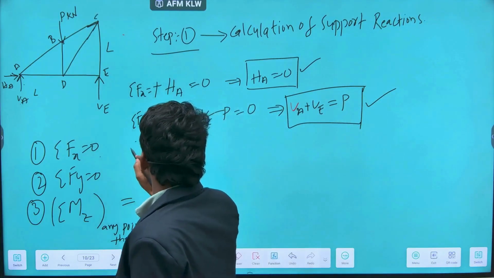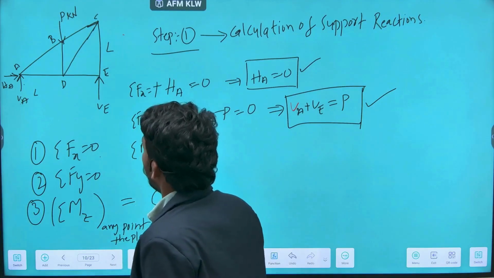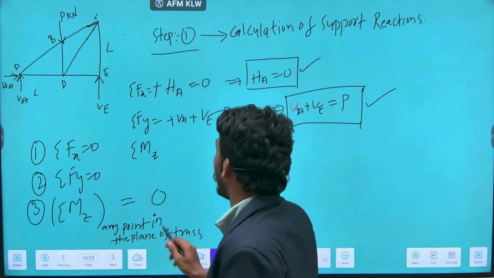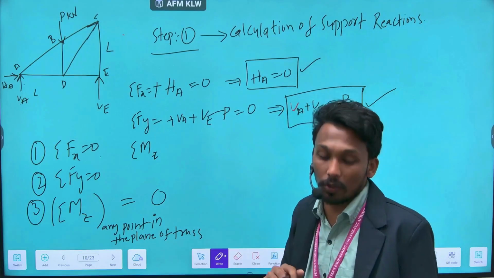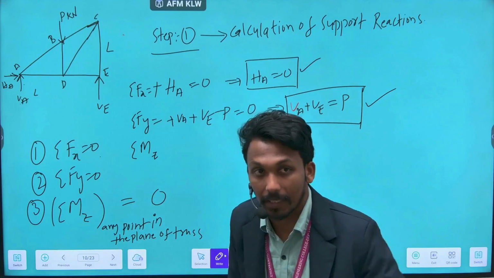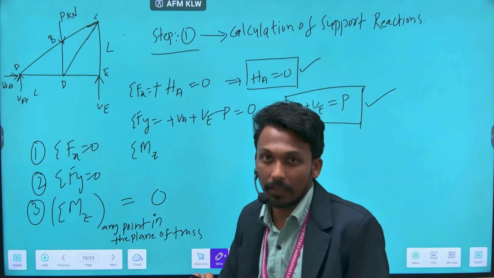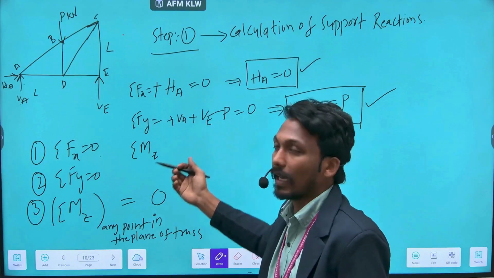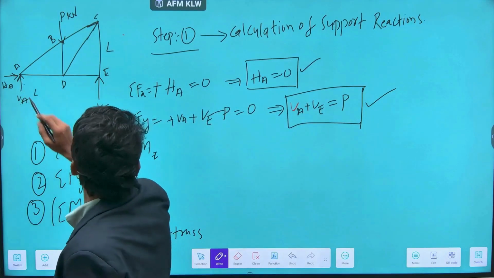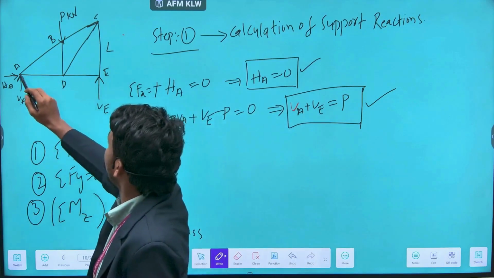Again we have one more equation, sigma Mz equals 0. Now I have to take, sir, you have mentioned at any point in the plane of the truss. So at which point do we have to select? We have to select the point in such a way that the maximum number of forces pass through that point. Sir, why? Let us see the calculation, then we will understand. So I am taking the summation of moments about the z direction at point A.